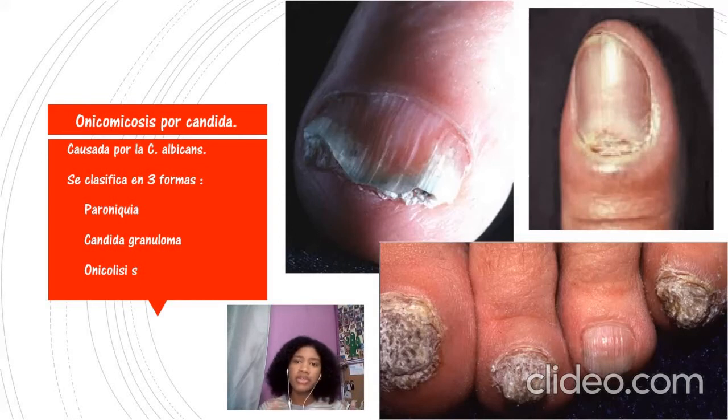The Candida is going to invade the nail plate, and this may affect the entire thickness of the nail. The last stage will be a Candida onycholysis, and this occurs when the nail plate has separated from the nail bed. It's more frequently seen in the hands than in the feet.